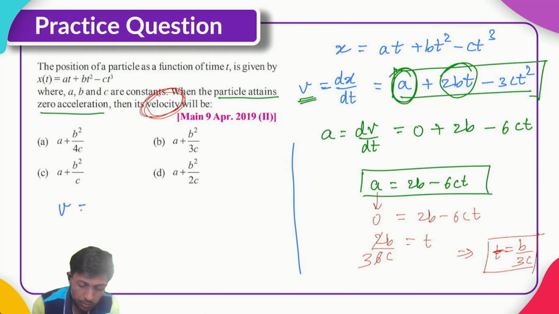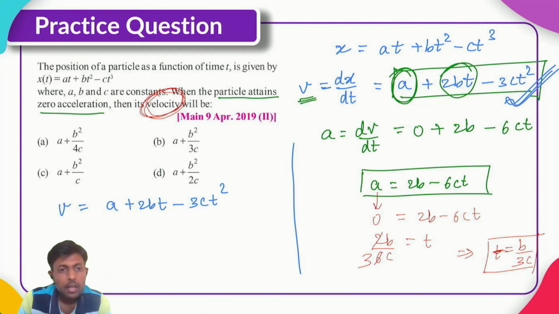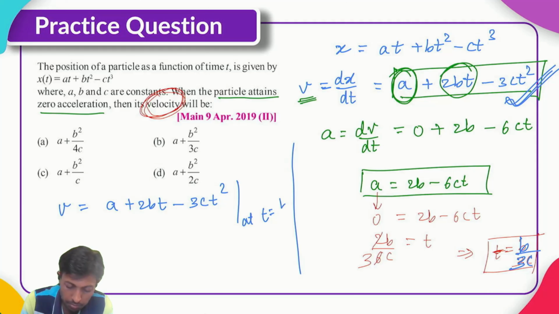Velocity expression we know. This is the expression for velocity. I'll write it again: a plus 2bt minus 3ct square. But how much is the velocity at time t equal to b by 3c? So just substitute that value of time and find out the answer. Let's do that.